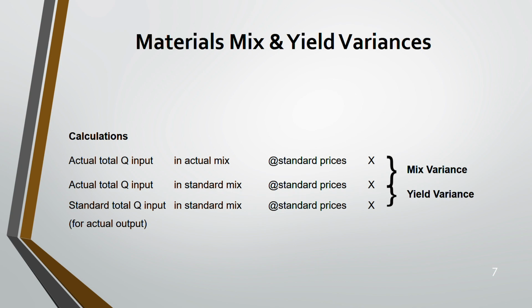I'm sorry, not the quantity. I have familiarized myself with sales variance, so that's why I'm repeating. It's not quantity, it is actual total input. So in input, standard mix remains the same, actual input and standard input. That makes yield variance.